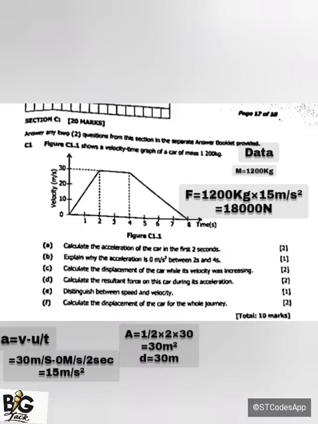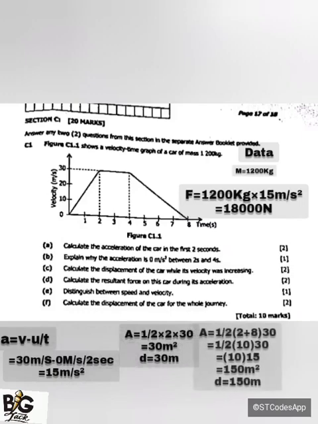Okay, so I'm going to say 2 plus 8, I'm going to get 10. Then the height is 30. So the half of 30 is 15. Then I'm going to say 15 multiplied by 10, the answer is going to be 150. So area is equal to 150 meters squared. Therefore displacement is equal to 150 meters. So displacement is measured in meters.